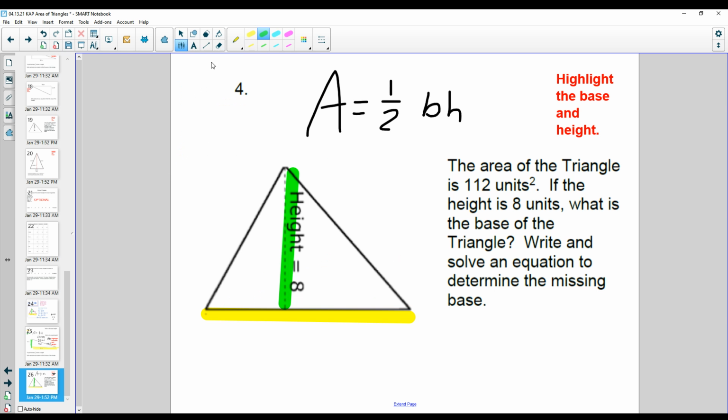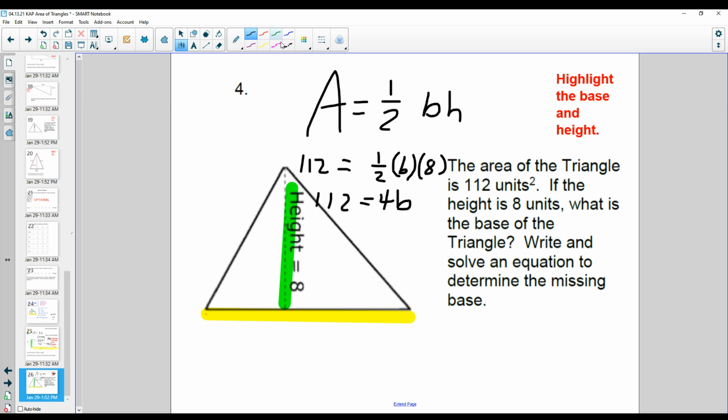So let's use our formula to help us. So we already know the area, so let's replace. So we know the area is 112. We don't know the base, but we know the height is 8. So 112 equals half of 8 times b. What is half of 8? Half of 8 is 4b.